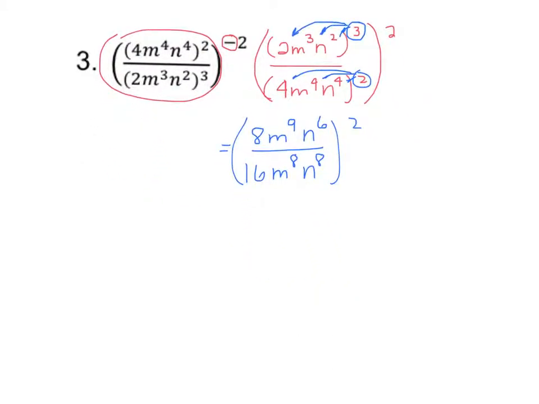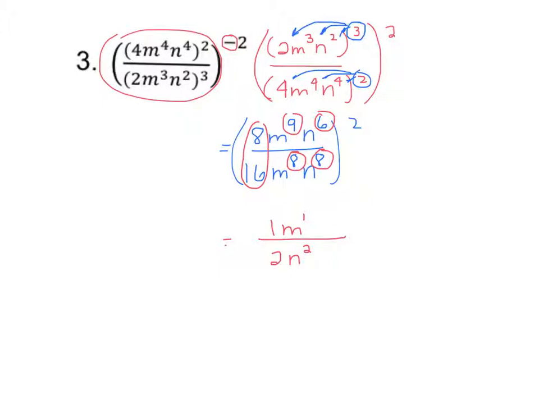And finally, what I'll do is simplify a little bit. If I look vertically, I can see 8 over 16 simplifies to a half, so I could put the 1 in the numerator if you want. M to the 9th over m to the 8th, using the subtraction of exponents, I get m to the 1st. N to the 6th over n to the 4th, using subtraction, I get an n squared.